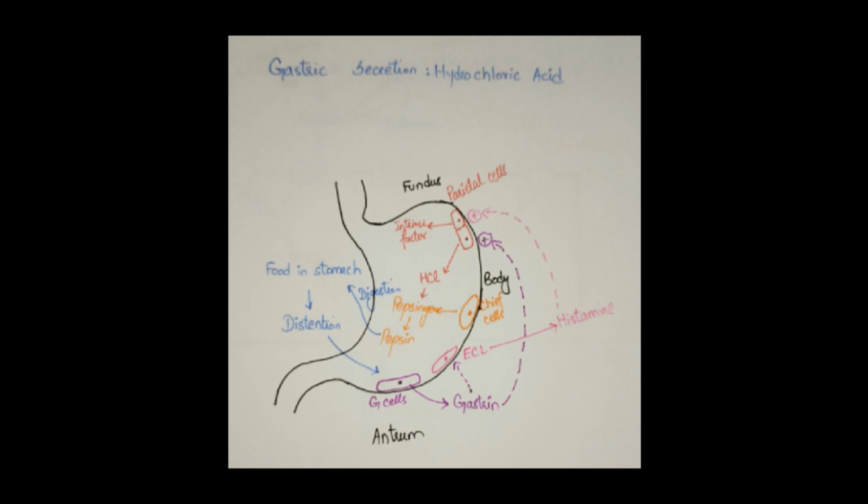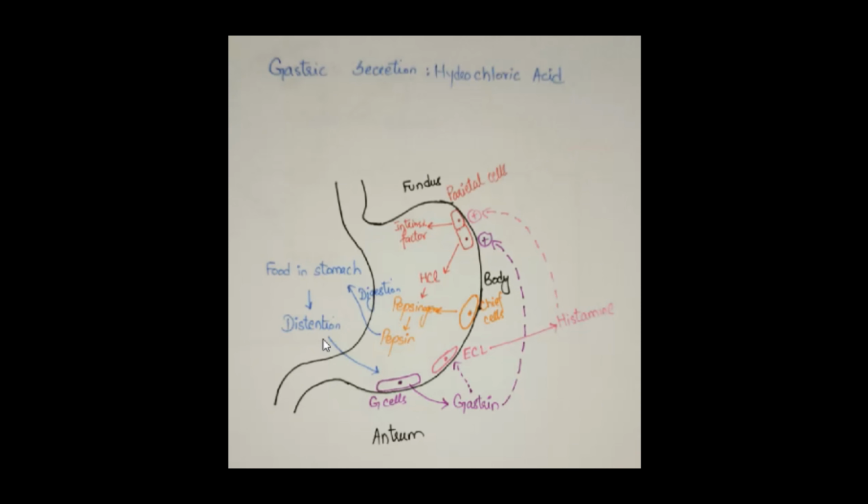So today we are going to talk about hydrochloric acid, which is one of the most important gastric secretions. Before going into detail of hydrochloric acid and its mechanisms, we will take an overview of different types of cells which are present in different parts of the stomach and how they play their role in the functioning of the stomach. So first of all, when the food enters the stomach, it will distend the stomach.